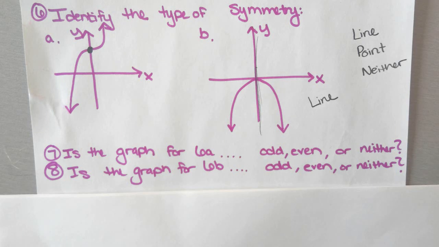So think about 6A. Write down your answer. I'm not even going to pause the video because this should be a quick one. So for 7 and 8, they should be pretty quick. Is the graph for 6A odd, even, or neither? Is the graph for 6B odd, even, or neither? So write down your answers.